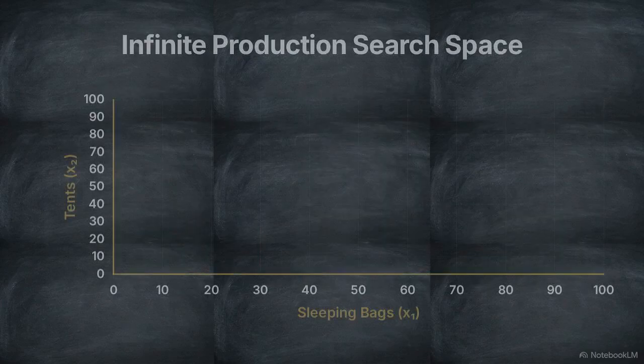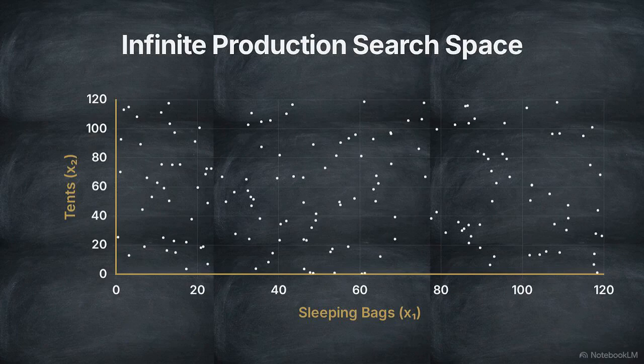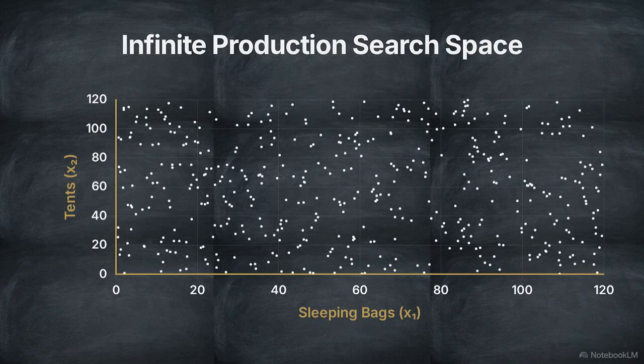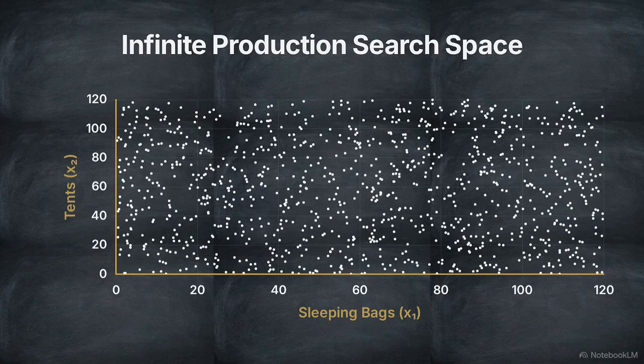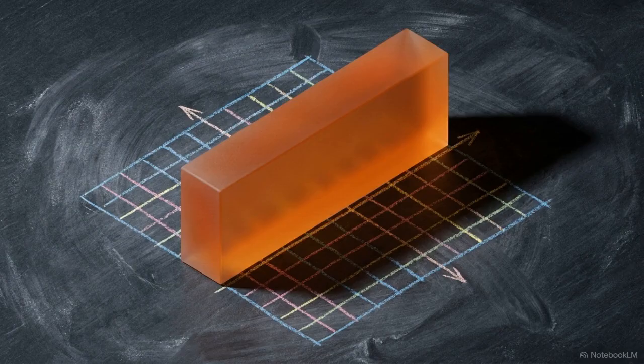Because we are only tracking two products, every conceivable daily production schedule, no matter how impractical, can be plotted as a single coordinate point on a two-dimensional plane. A resource limit acts as a mathematical wall, separating possible schedules from impossible ones.